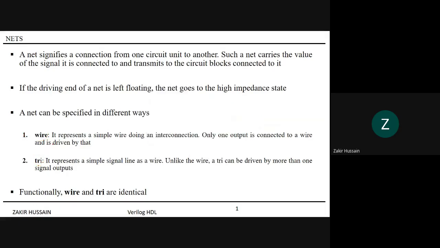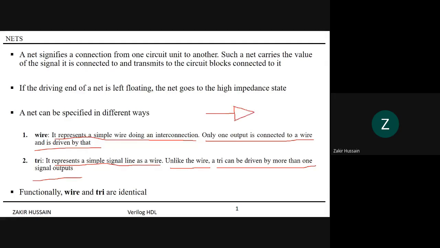So wire represents a simple wire doing an interconnection. Only one output is connected to wire and is driven by that. It represents a simple signal line as wire. Unlike wire, a tri can be driven by more than one signal output. So if there are, suppose, this output here, you see more than one signal output.